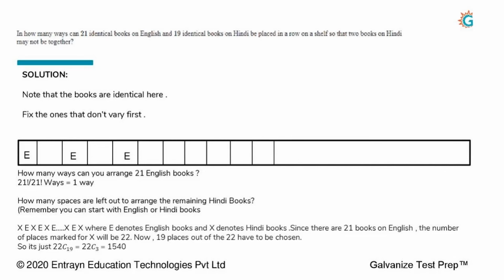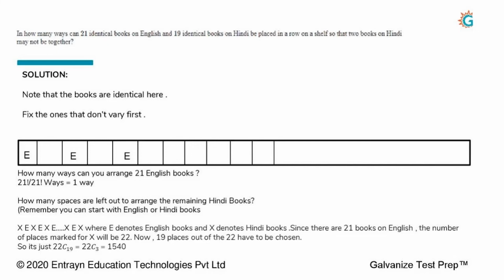No, see, you're not rearranging anything here, Jagadish. You're just choosing out of 22 places, you need to choose 19 places. I'm not doing anything with the books here. I'm just picking 19 places from the allotted 22 places here. That is done in 22C19 ways. That's all. 19 factorial by 19 factorial gives you 1, right?